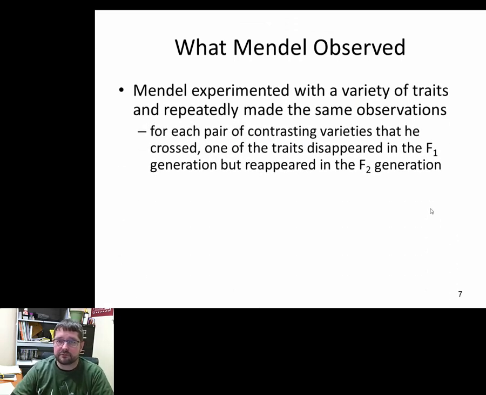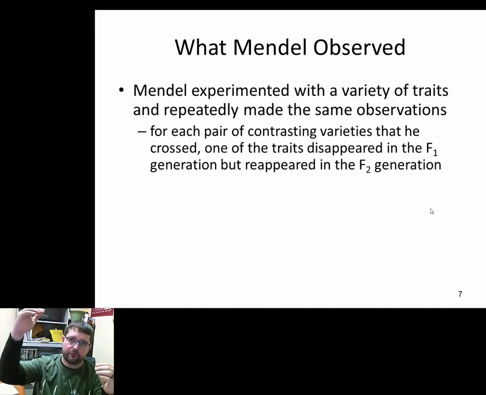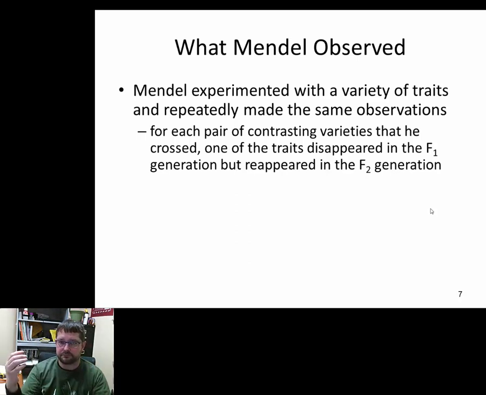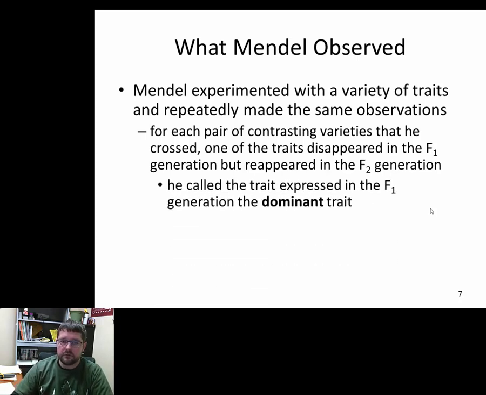So what he was observing was, he did this many, many times, and what he observed was that one of the traits from the parental cross to the F1 cross would disappear. You wouldn't see it anymore. So you had two true breeding varieties, you cross them, and in the F1 generation you had only one of the characters. And then in the F2 generation, that character would reappear. The one that was present in the F1 generation, he called the dominant characteristic.